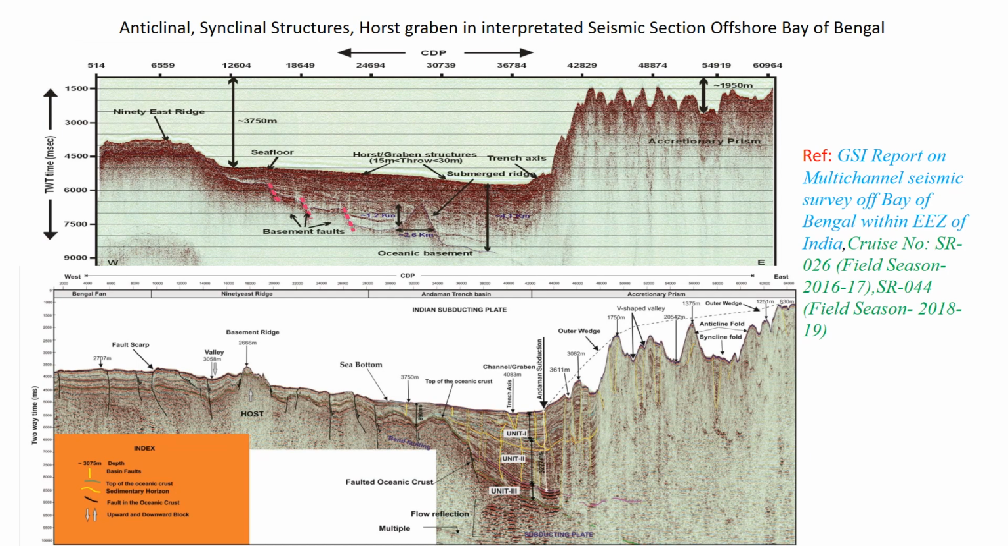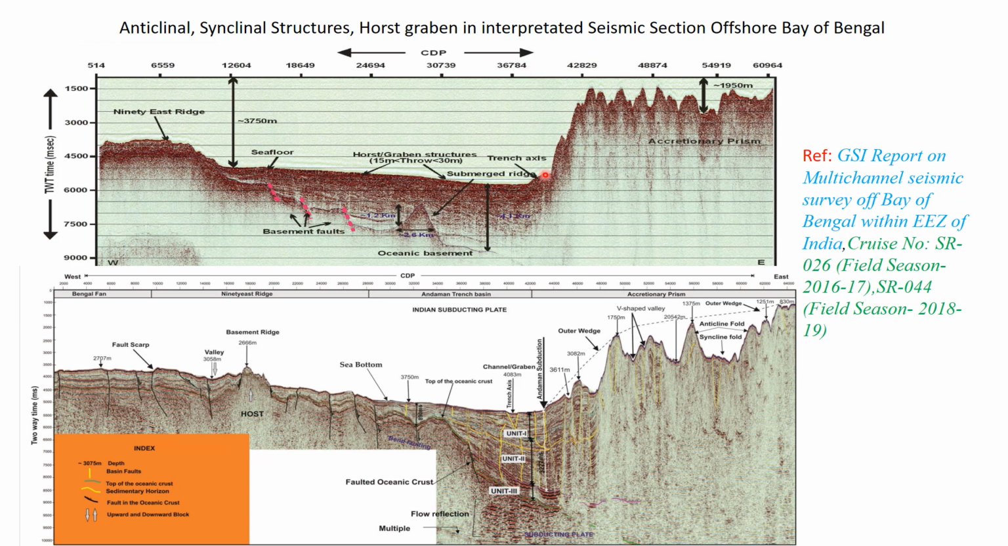So we now show a typical seismic section acquired offshore during our GSI field season for a multi-channel seismic survey. You can clearly see the horst and graben structure in the deep sea, namely in the two cruises. You can easily see the basement floors, and there is a horst graben structure.